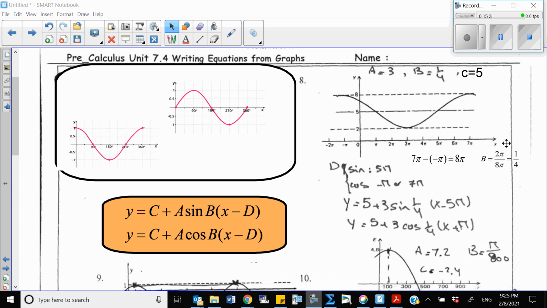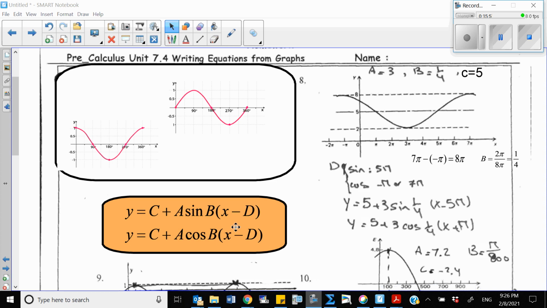The period of the parent function of sine or cosine is always 2 pi. Divide the period of the parent function by the period of this function: 2 pi divided by 8 pi. The pi's will go away, and 2 and 8 can be simplified as 1 over 4. So the b-value is 1 over 4.